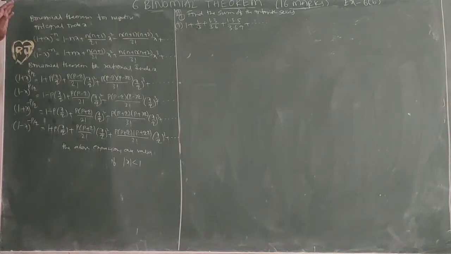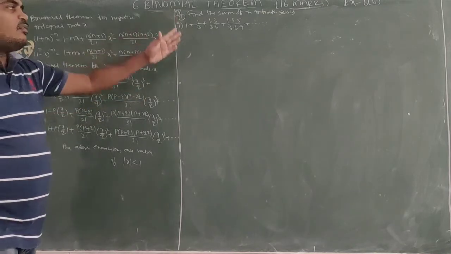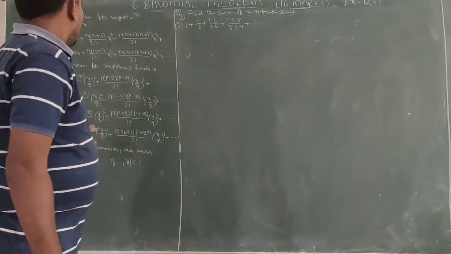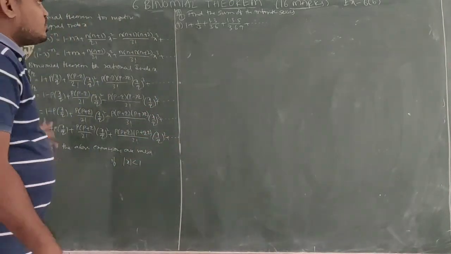So we are using these formulas to find this sum. Majorly these two formulas are very useful: (1 plus x) whole power minus p by q, and (1 minus x) whole power minus p by q. Based on these two formulas, we are doing the problems. Almost all the problems we do with the help of these two formulas.